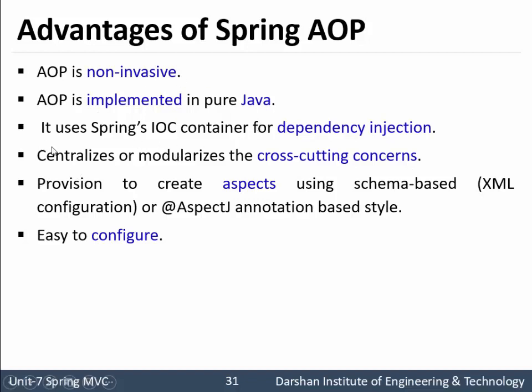It centralizes or modularizes the cross-cutting concerns. It means a centralized control is there for cross-cutting concerns. We have already learned the definition of cross-cutting. It means a particular functionality is required in many parts of an application. Then next is the provision to create aspects using scheme-based XML configuration or annotation-based; either one we can select. And aspect-oriented programming is easy to configure.